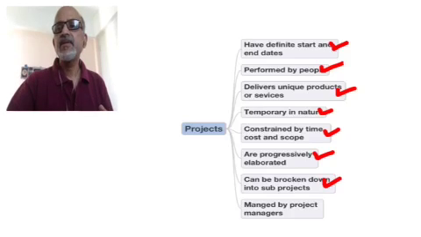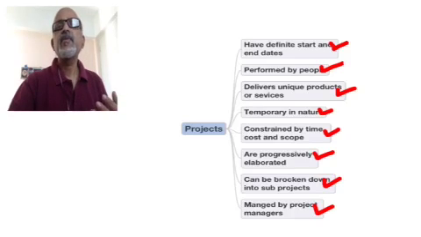So this process, we call the progressive elaboration nature of a project. For convenience, a project can be broken down further into sub-projects. A big project can be broken down into sub-project A, sub-project B, sub-project C. That is for ease of management. And projects are always managed by project managers.